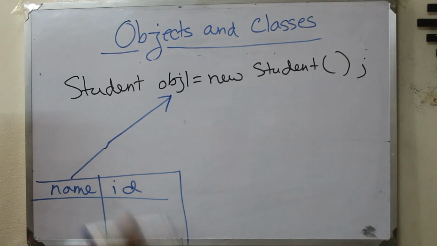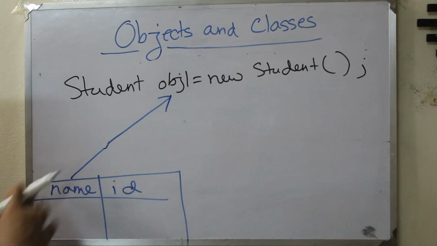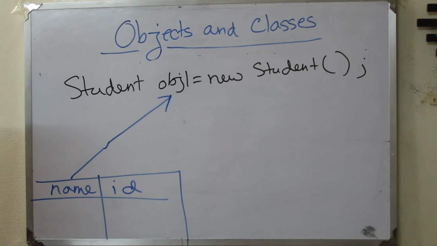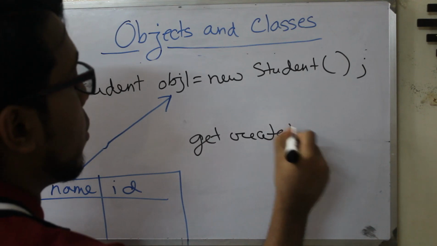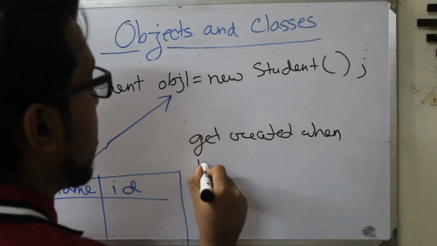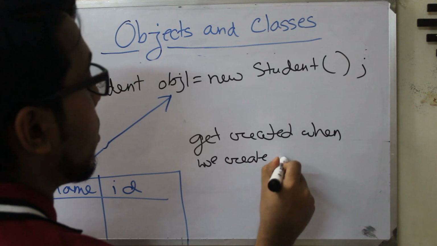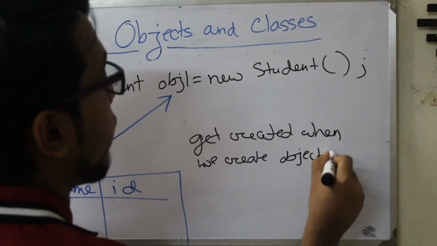These field variables get created when we create an object of the class student. Since the field variables get created when we're creating a specific object of the class, they are called instance variables. Why do we call them instance variables? Because they get created when we create an object of that class.